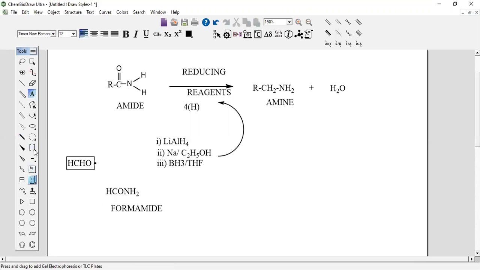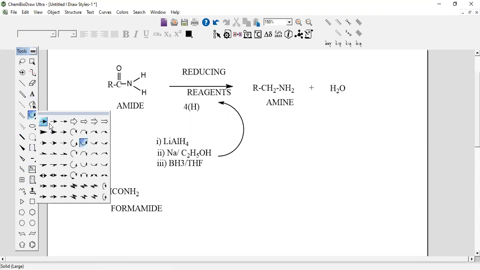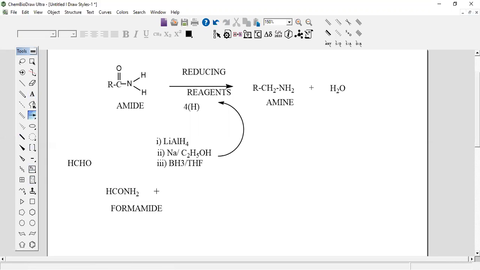When this formamide is treated with any of these reagents, can you tell me what may be the product? It is going to be an amine. What amine will you get?